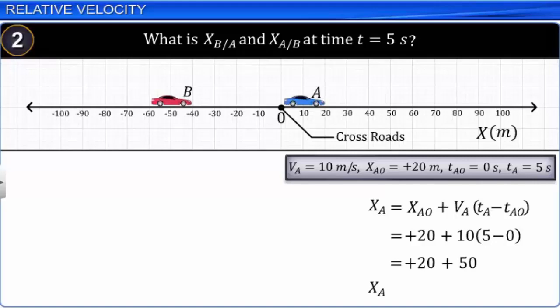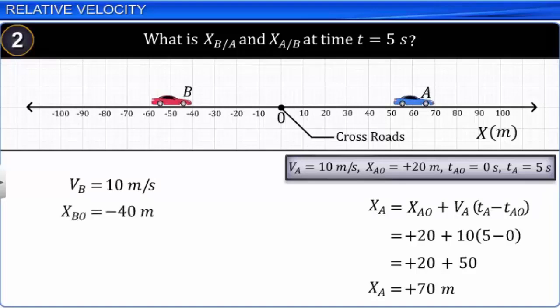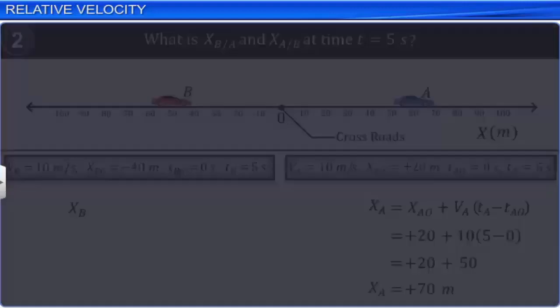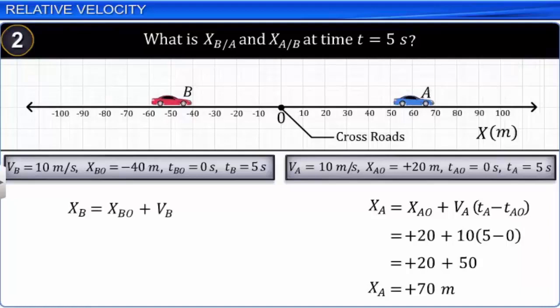Calculating for XB, here VB is equal to 10 meters per second. XBO is equal to minus 40 meters. TBO is 0 second and TB is equal to 5 seconds. XB is equal to XBO plus VB into TB minus TBO. On substituting and simplifying, we get XB equal to plus 10 meter.